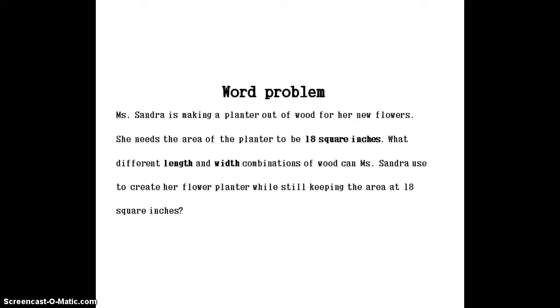Now, we know to find the area of a polygon, we need to multiply the width times the length of the polygon. So we already know that 18 square inches is the area, so that means we need to find the multiples of 18 to find out what different types of perimeters that Miss Sandra can have.